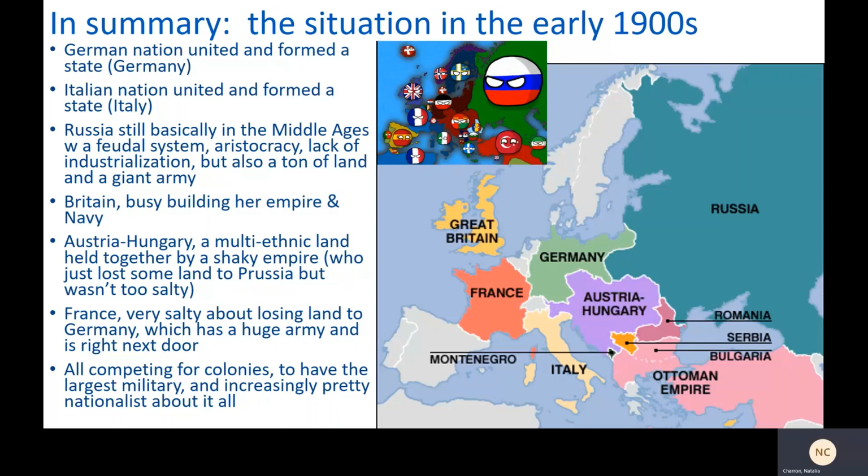Austria-Hungary was a multi-ethnic land empire held together by a shaky emperor who had just lost some land to Prussia, but wasn't too bitter about it. France was very bitter about losing land to Germany, which had a huge army and was right next door. And all of these states were competing for colonies and to have the largest military, and all of them were becoming increasingly nationalist about it all, which will spell trouble down the line.